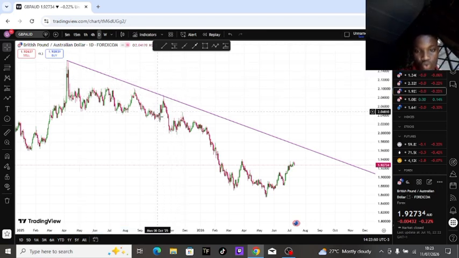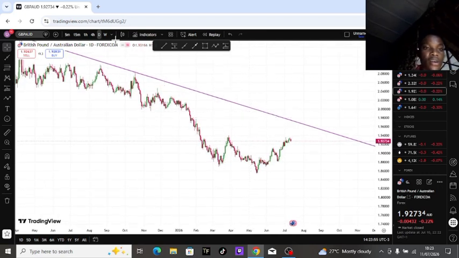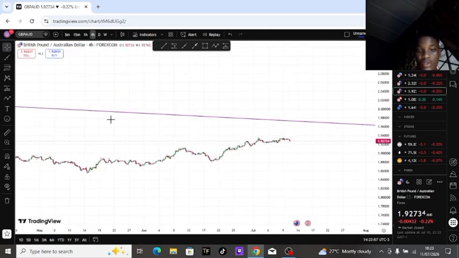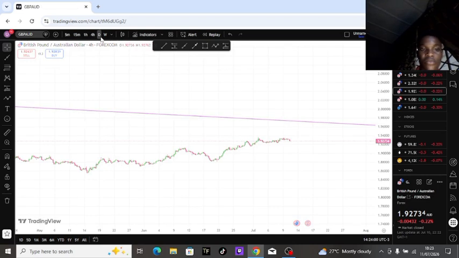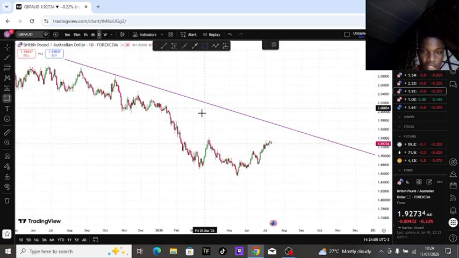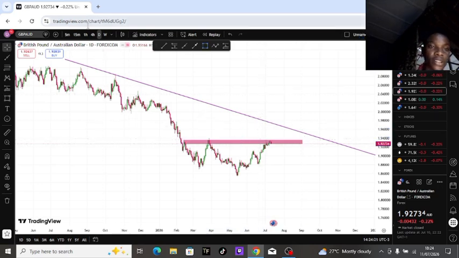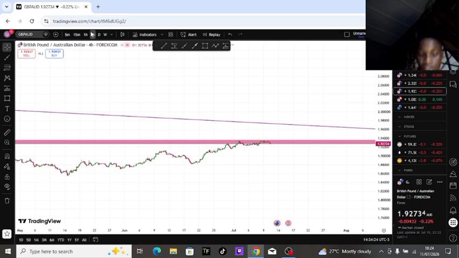Okay, so the major levels we have on this pair is very obvious from our daily time frame. The major level we have here is this place. This place is a big level that price has respected. So let's go to our 4 hour time frame.